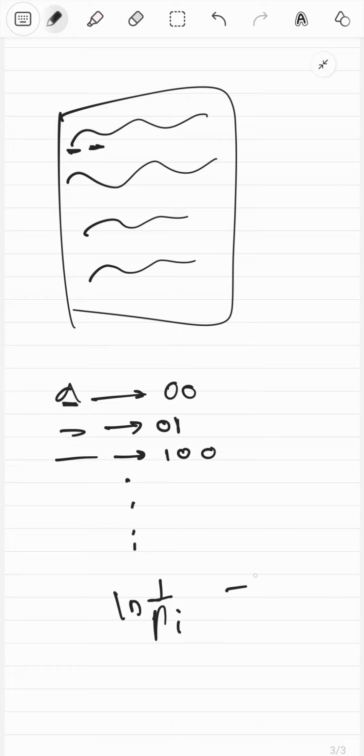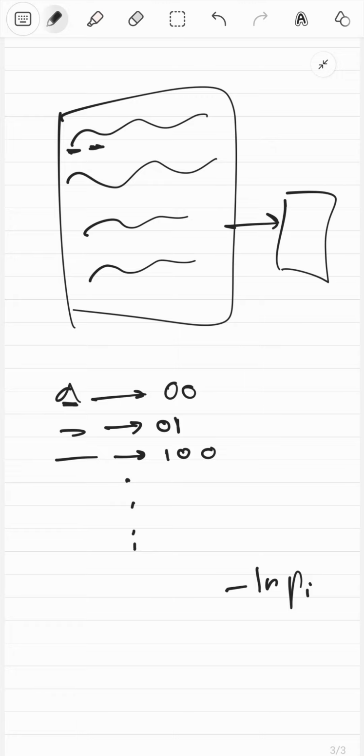So essentially just negative natural log of pi, which is proportional to the length, or maybe some factor minus natural log of pi, but whatever. This is something that is linearly related to the length of each character. And so let's try to figure out what would be the length of our new file.